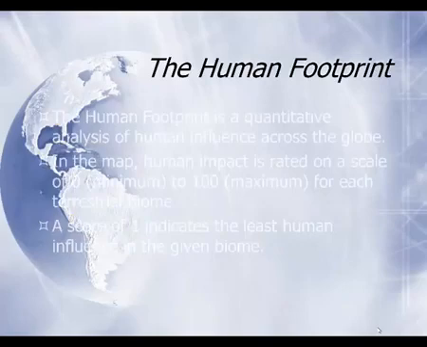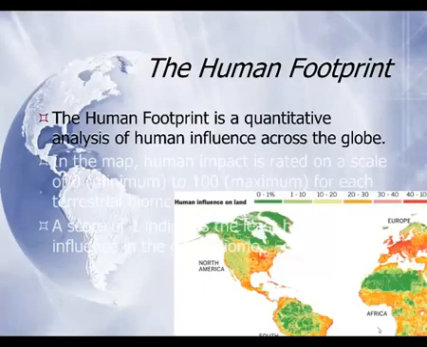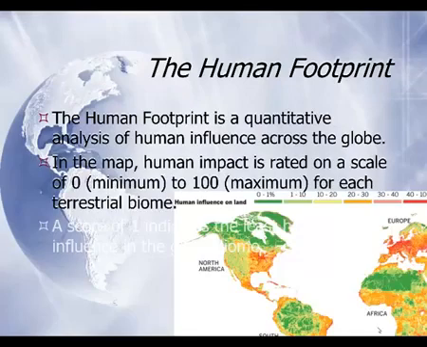The human footprint. The human footprint is a quantitative analysis of human influence across the globe. In the map, human impact is rated on a scale from 0 being minimum to 100 being maximum for each terrestrial biome. So anything you see darker red has a greater human footprint or a greater human impact. Anything that is the very dark green has a minimal human impact.